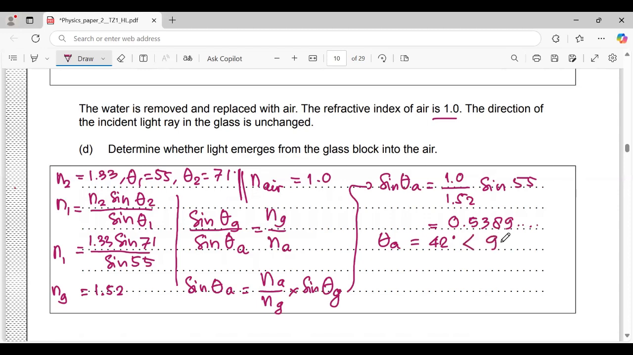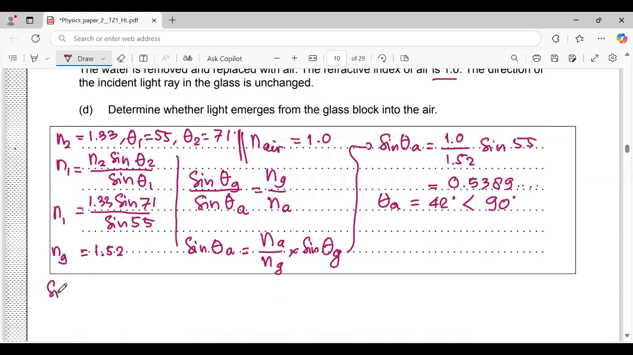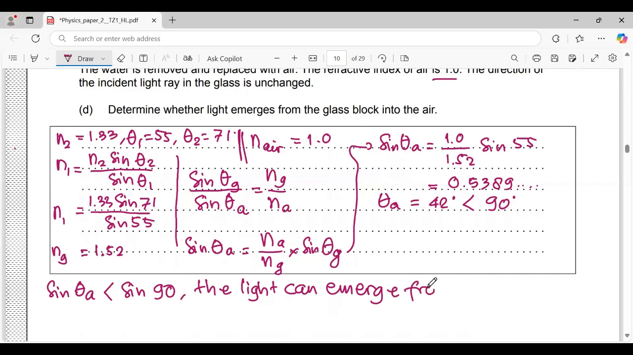42 is less than 90. If less than 90, the conclusion for this question is, if sine theta air is less than sine 90 or less than 1, so the light can emerge from the glass block into the air.